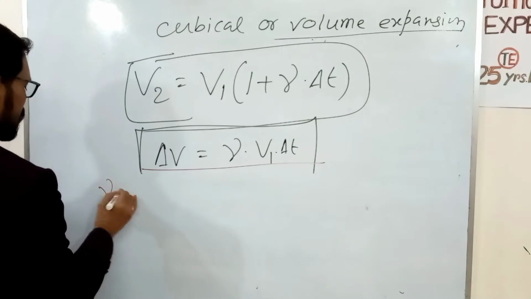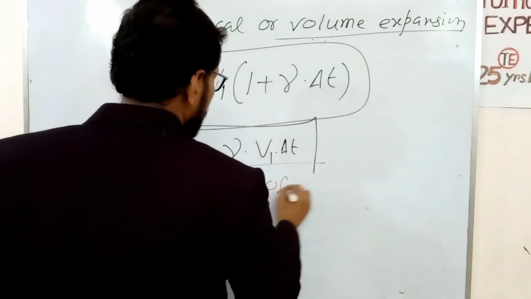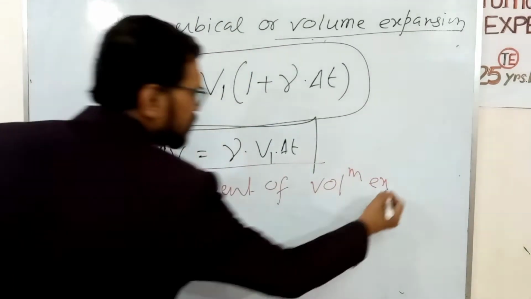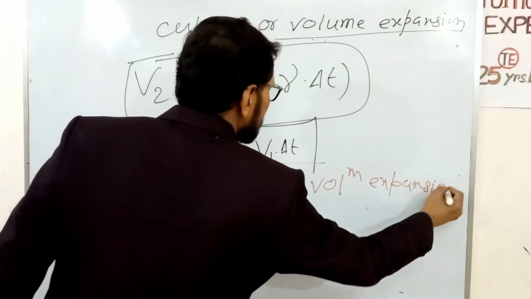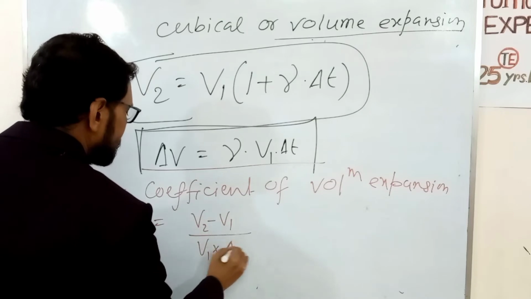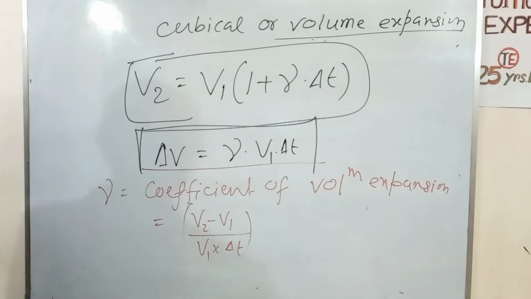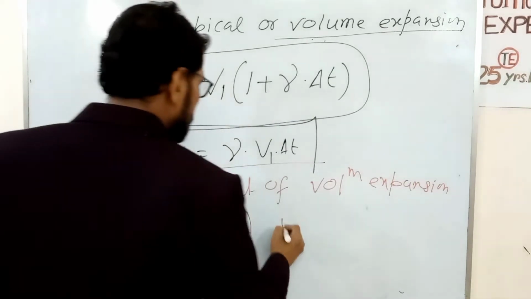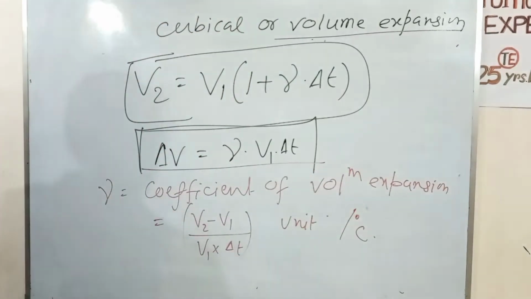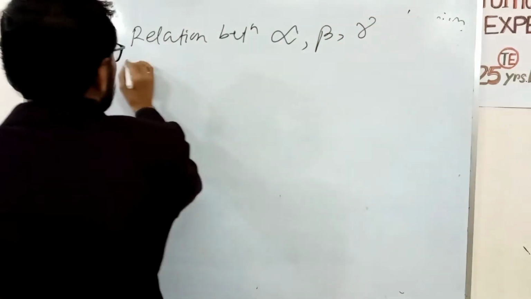Gamma equal to coefficient of volume expansion. Coefficient of volume expansion, that is V2 minus V1 by V1 into del T. This is also the fractional increase of volume per unit degree centigrade rise. So its unit is also per degree centigrade. Alpha, beta and gamma.